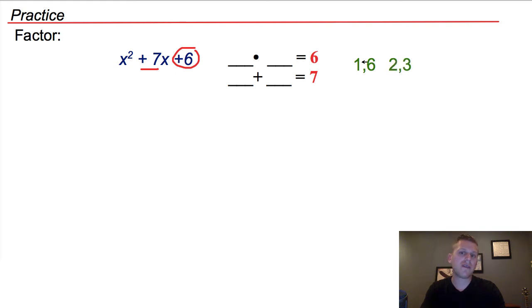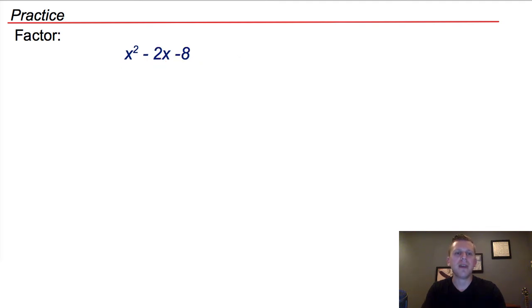Well, which one of these pairs also adds to 7? It actually here is 1 and 6. So every trinomial will always factor like this. What I'll fill in the blank is with positive 1 and positive 6. Why don't you guys try one? See if you can factor this expression.